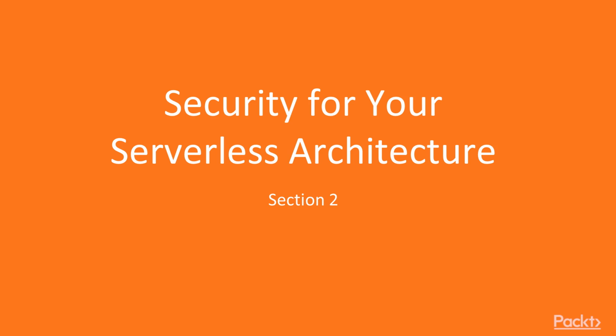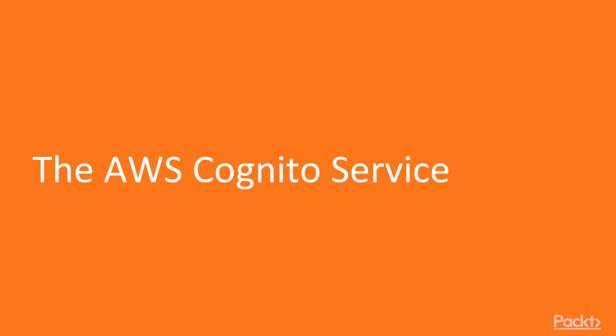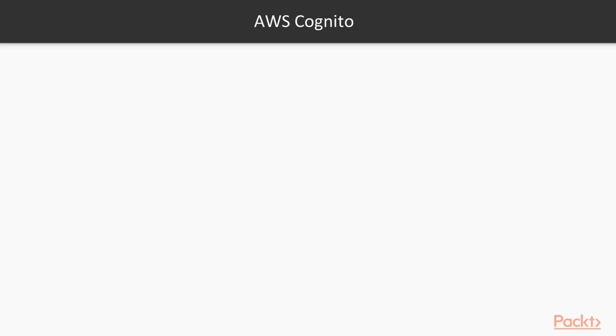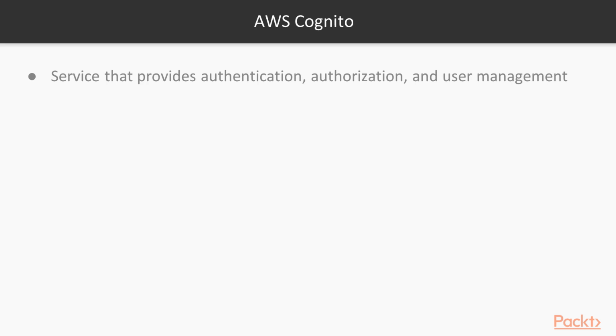Hi and welcome back. We are going to look at the concept of security for your serverless architecture. We're going to look at the AWS Cognito service. So what does the service actually do? Well, this service provides a mechanism for authentication, authorization, and user management. This can be used within your web and mobile applications.